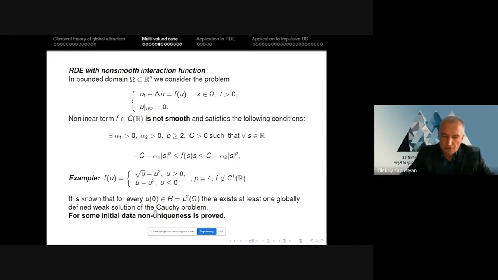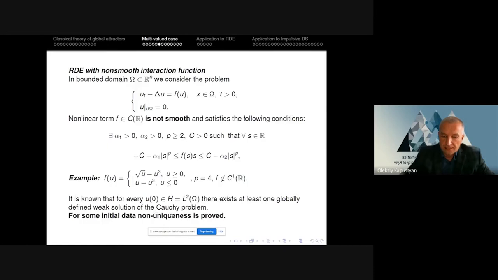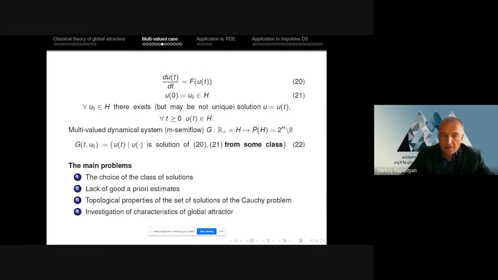And so the classical approach cannot be applied directly. So what should we do in this multivalued approach? The general scheme is the following. We have our autonomous evolutionary problem.